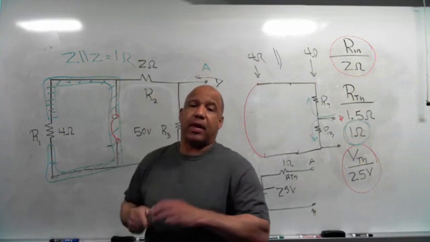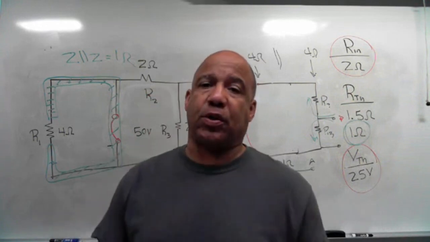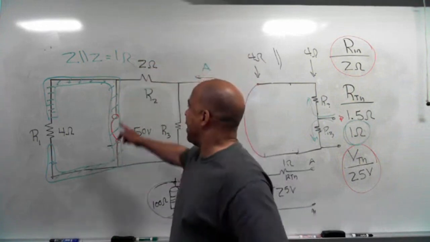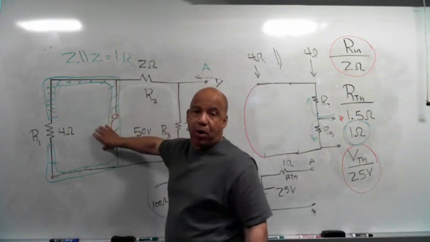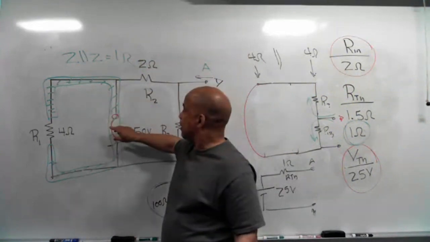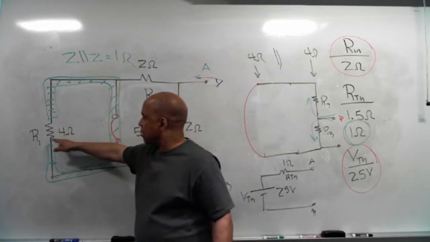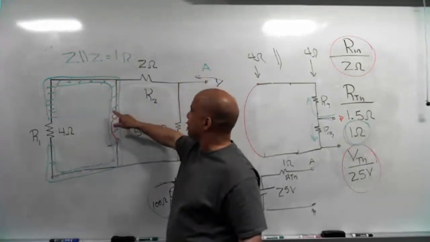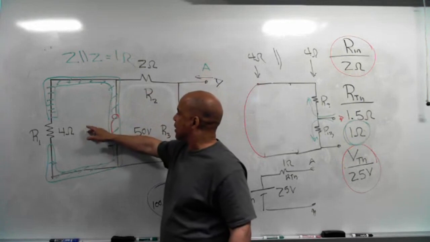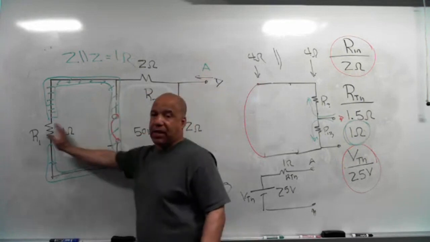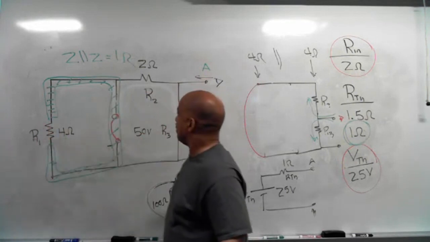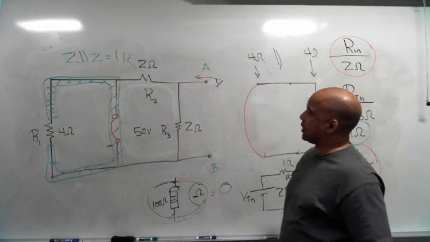So the takeaway on this circuit, what I want you to remember is, if that battery has anything in parallel with it, in this case, the battery had R1 in parallel with it, when I short it out, it's going to short that thing out. Okay, so that battery shorts it out.